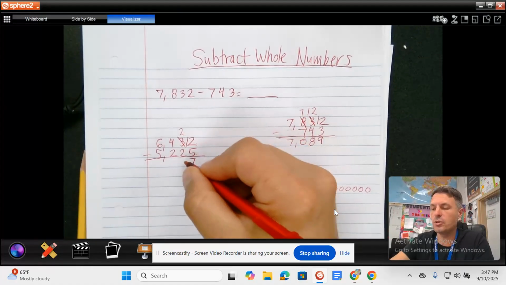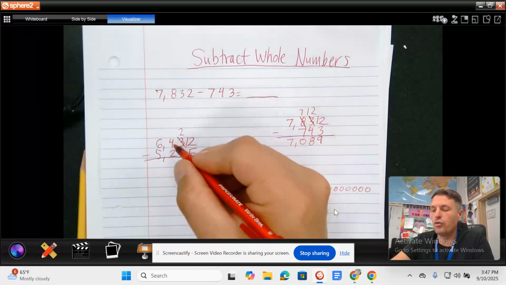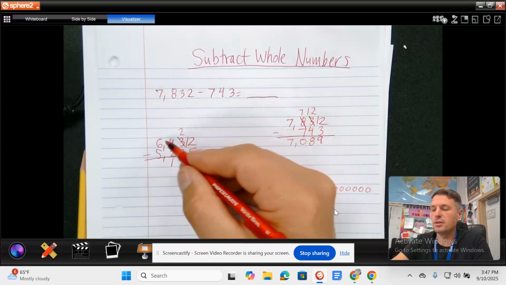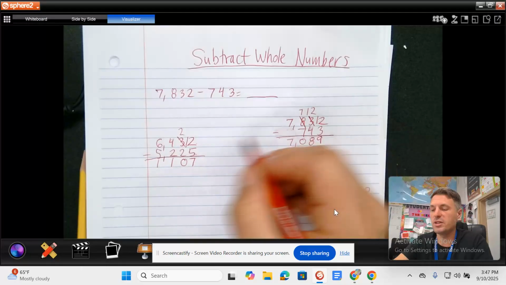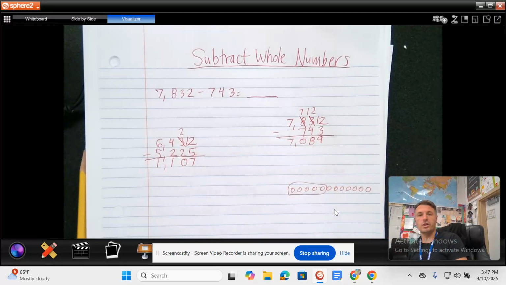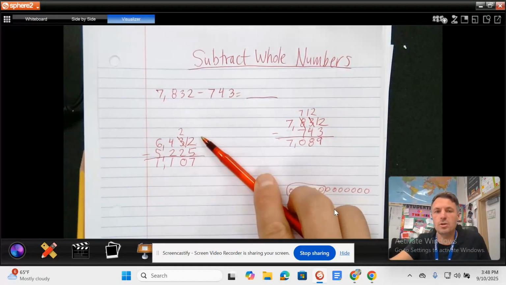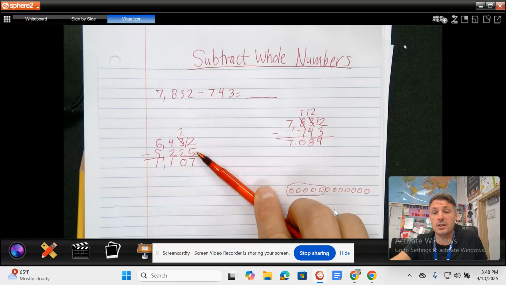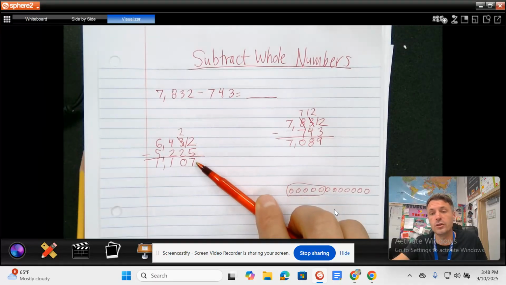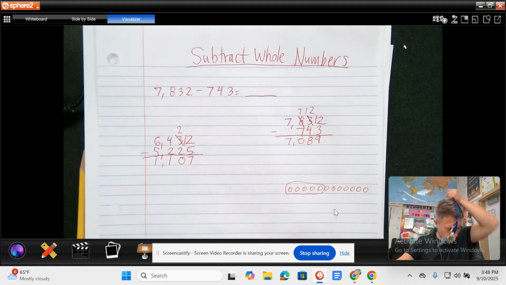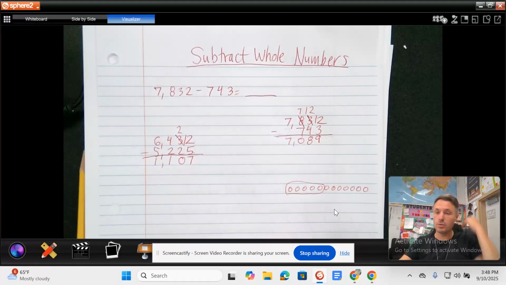Now we have 2 minus 2, that's 0. 4 minus 2 is 1. 6 minus 5 is 1. So that's the answer, 1,107. Okay, and again, the top number is the minuend, the bottom number is the subtrahend, and the answer is called the difference.